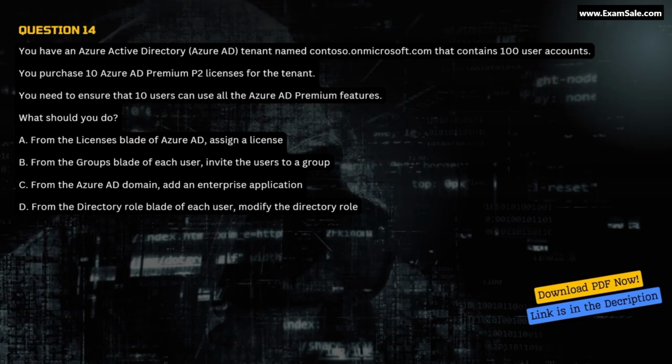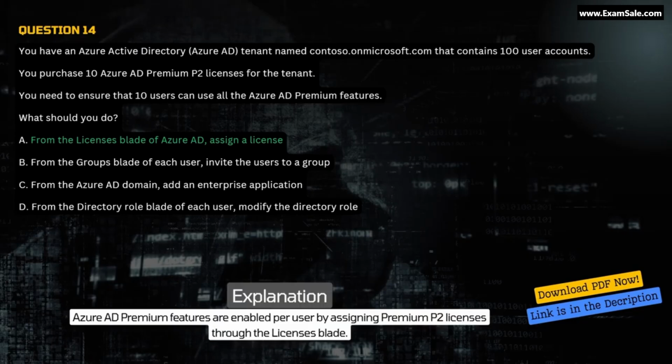From the directory role blade of each user, modify the directory role. Correct answer A. From the licenses blade of Azure AD, assign a license. Explanation. Azure AD Premium features are enabled per user by assigning Premium P2 licenses to the licenses blade.